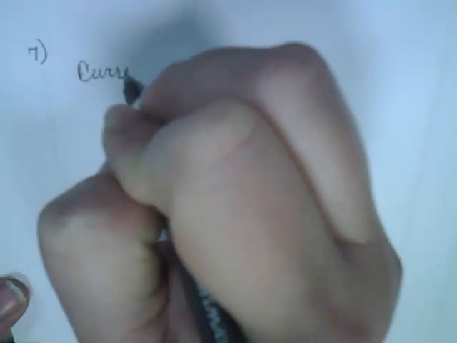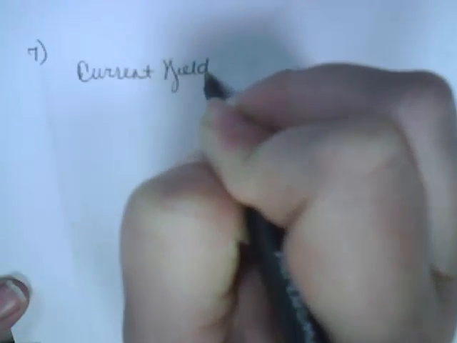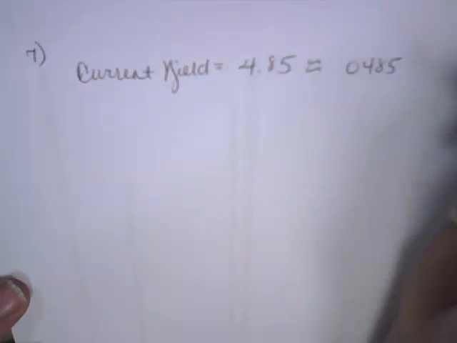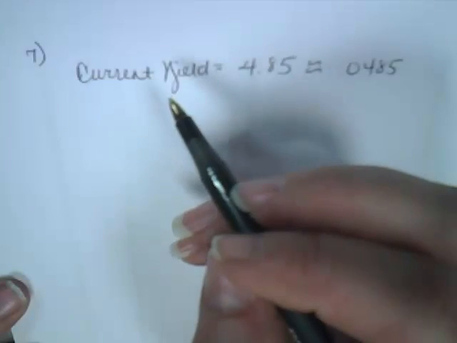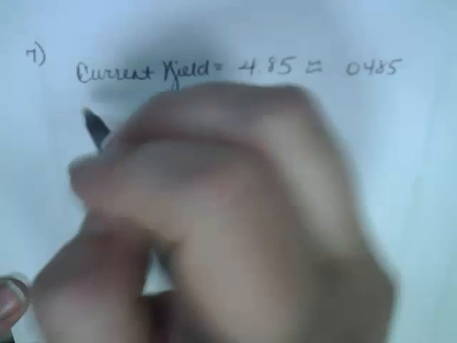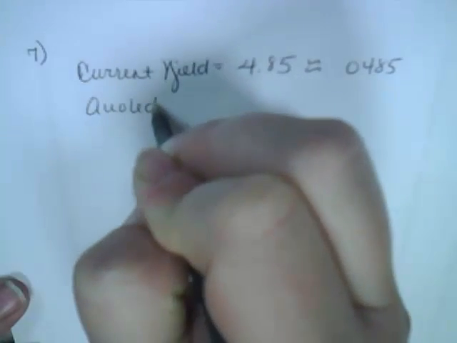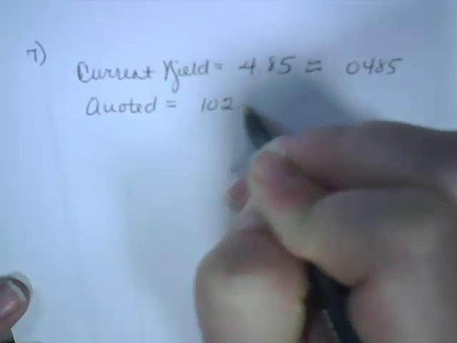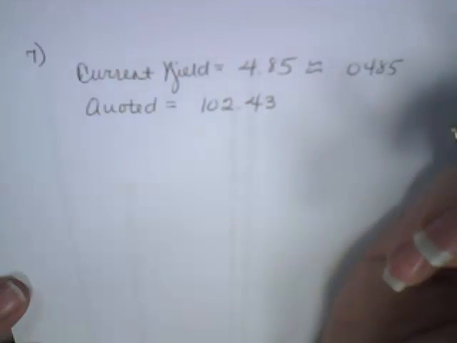Okay, now in number 7, again, we are working with corporate bond prices. If we know that the current yield, which is another interest rate, is 4.85%, we're going to go ahead and convert that over to a decimal. And we know that our bond was quoted at a price of 102.43.